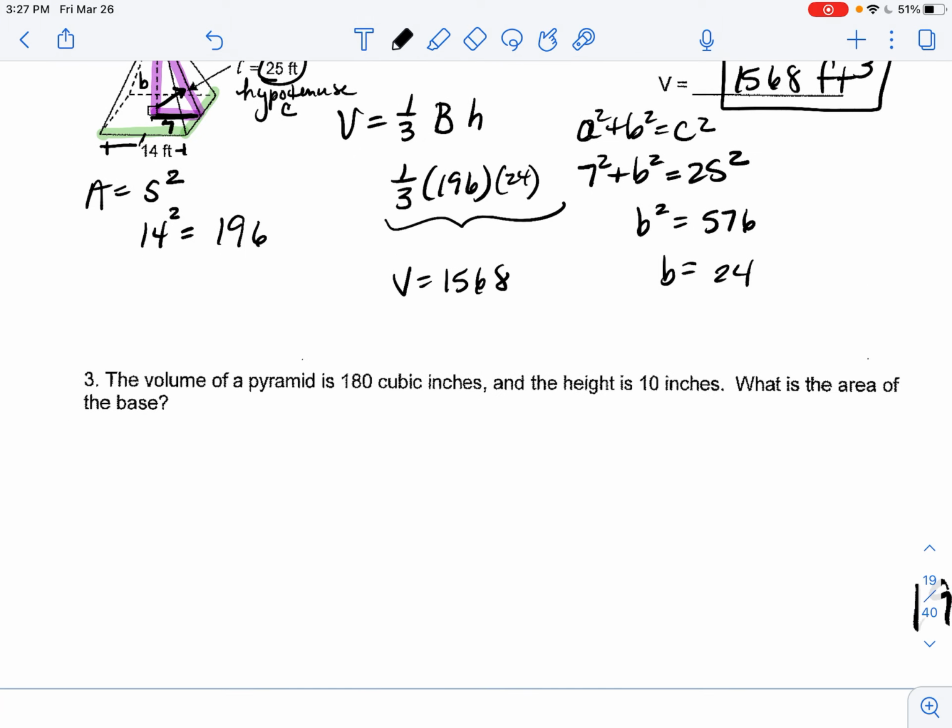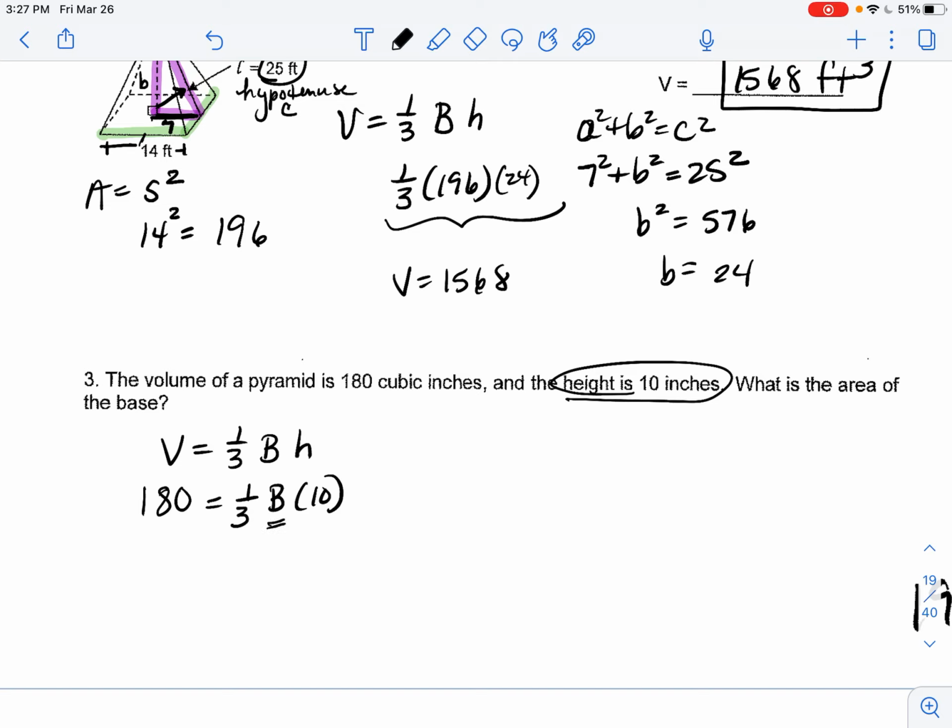In the third problem, it says the volume of a pyramid is 180. So volume is 1/3 base times height. This is 180. The height is 10. What is the area of the base? Well, that's the missing variable here.